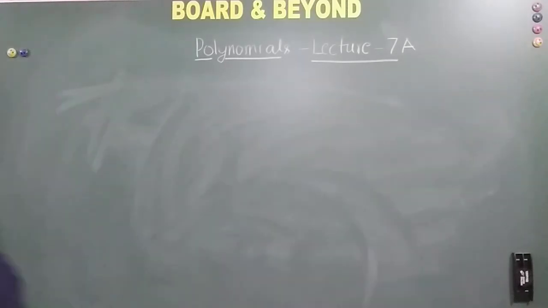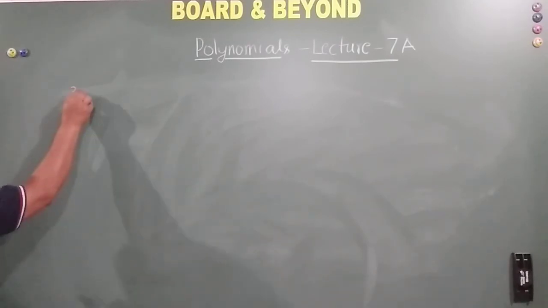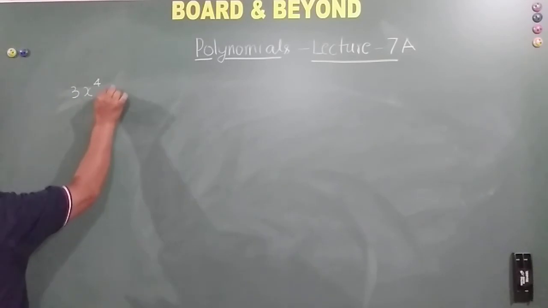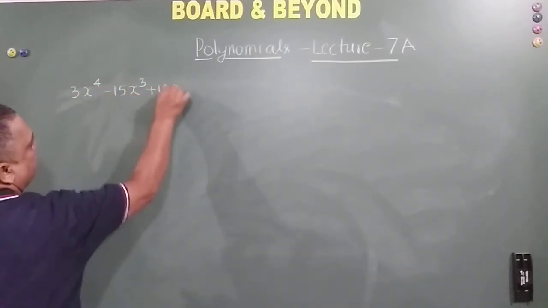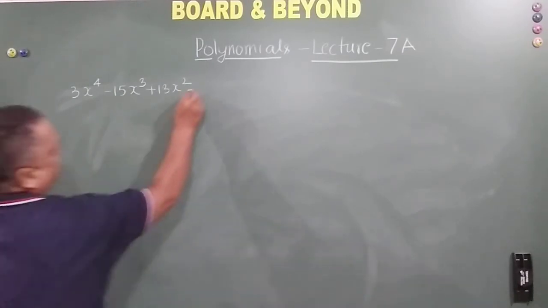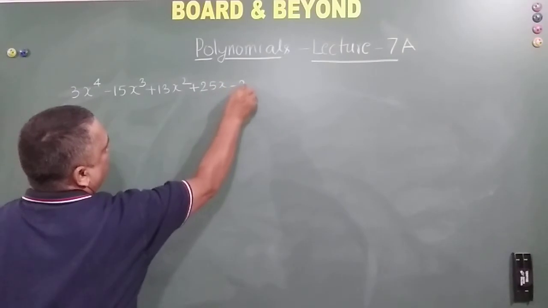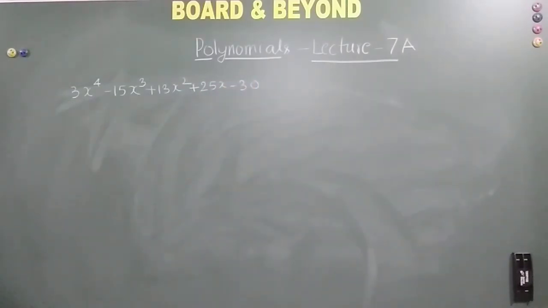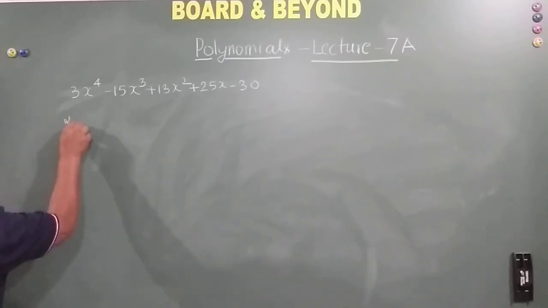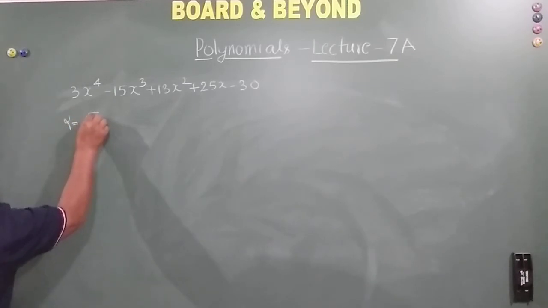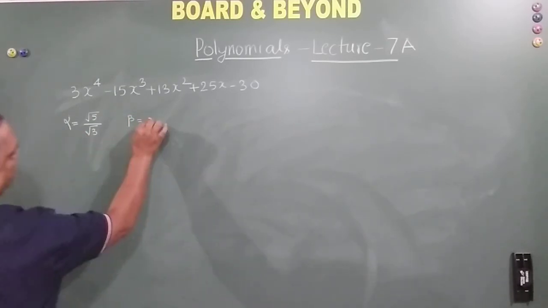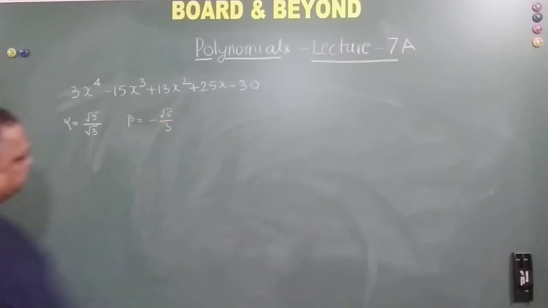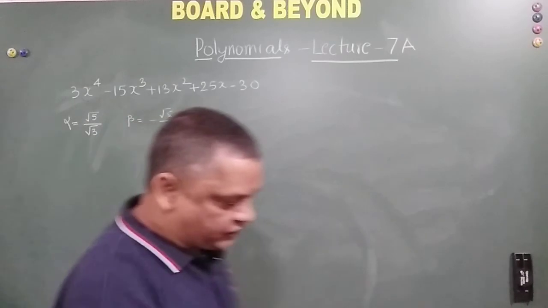So the next question says find out all the zeros for the polynomial 3x raised to power 4 minus 15x cube plus 13x square plus 25x minus 30, if two of its zeros are alpha equal to root 5 by root 3 and beta equal to minus root 5 by root 3. Right, friends? Please pay attention here.